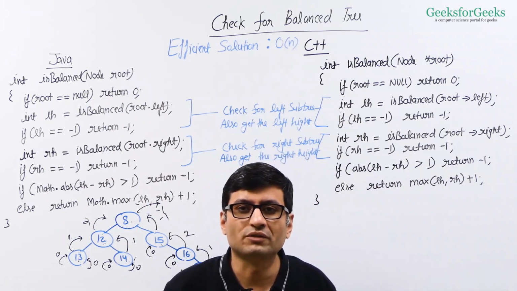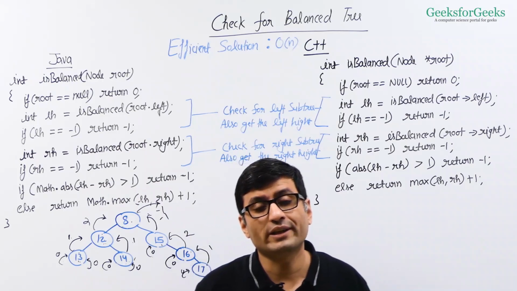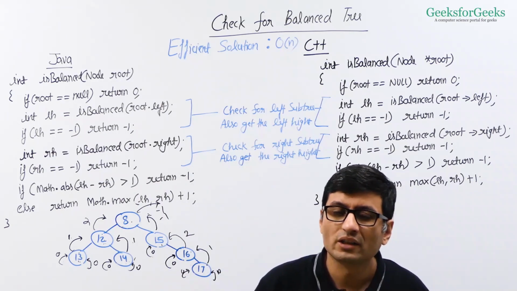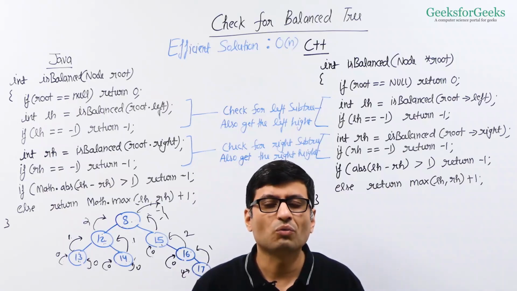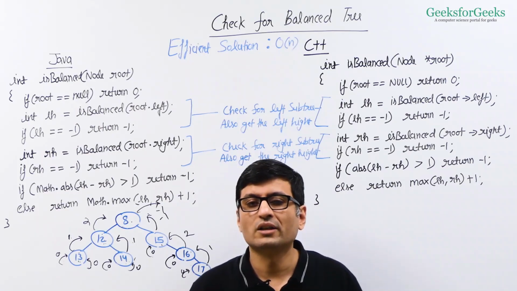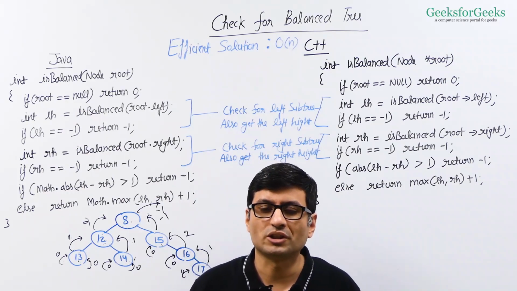What is the time complexity of the solution? We are traversing every node exactly once, and when we traverse a node, we do a constant amount of work. That is how the time complexity of the solution is big O of n.